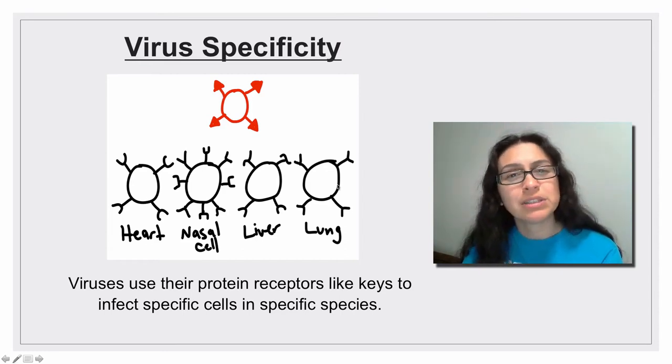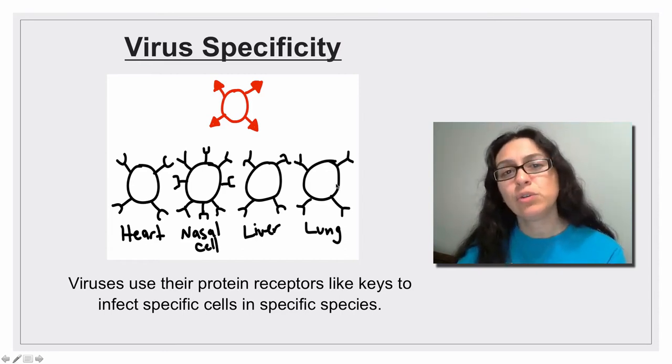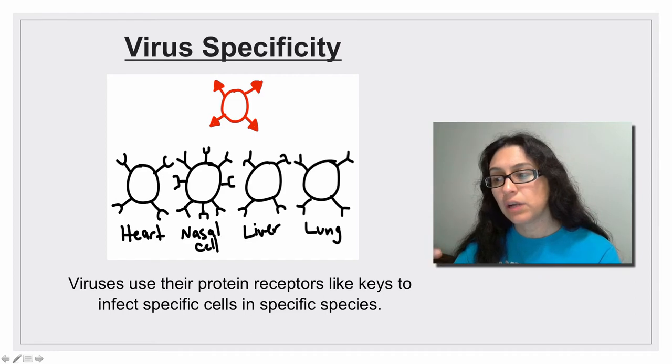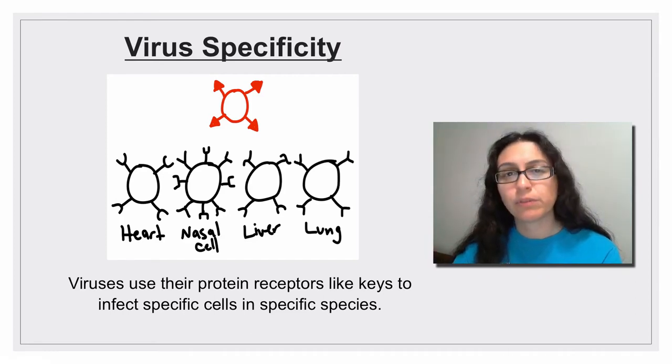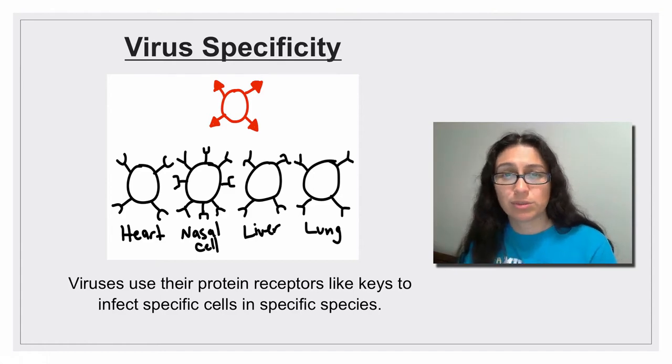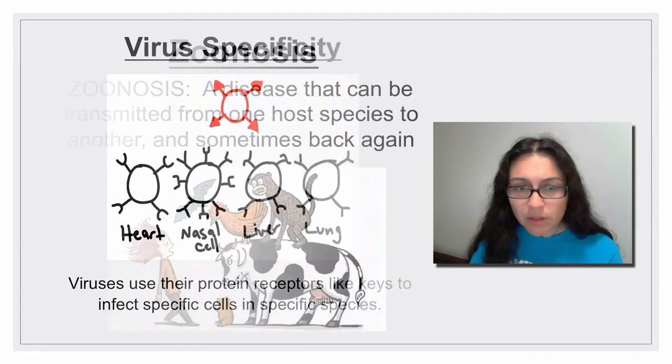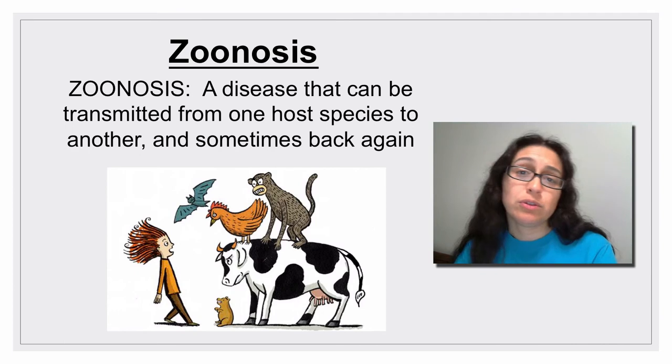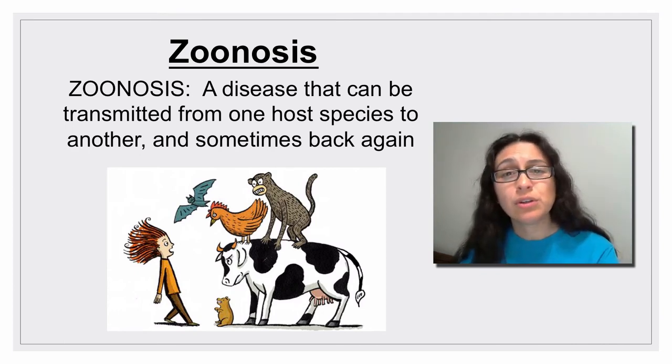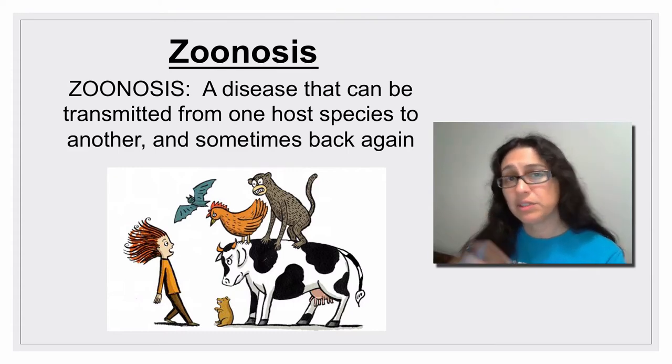And that's really important to understand. And it makes it a little bit confusing though too. How can you have swine flu or bird flu, where it came from pigs, came from birds, if viruses are so specific? So let's go ahead and take a look at that. So it comes down to a thing called zoonosis. So zoonosis is basically where a disease is able to be transferred from one species to another. And this is actually pretty rare.